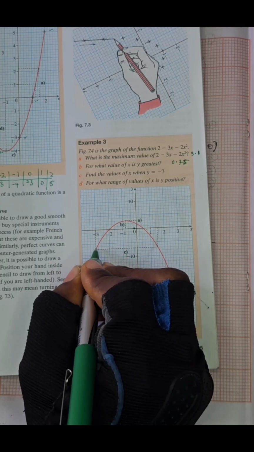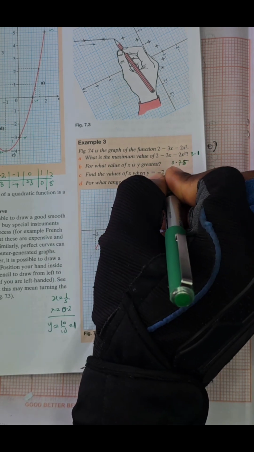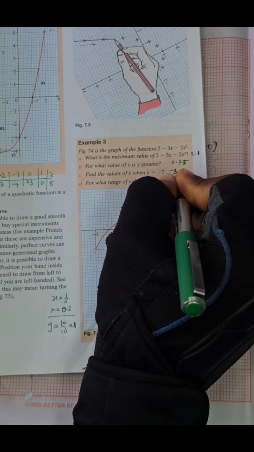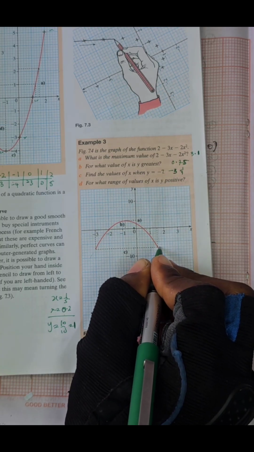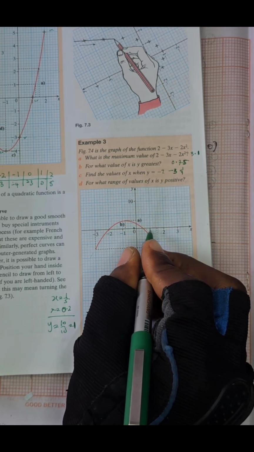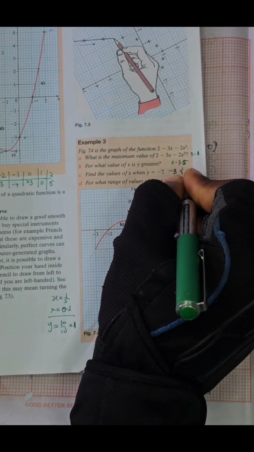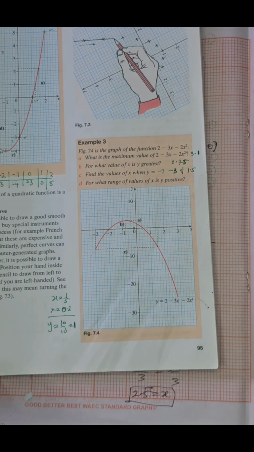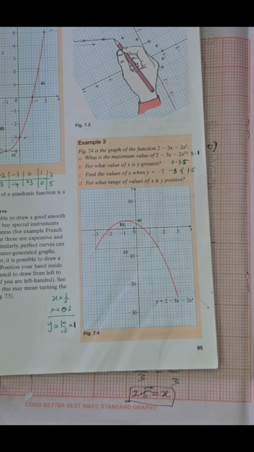See, it's meeting the line here and also meeting the line here. At this point, it's meeting the line exactly at -3. So -3, and at this other point, it's meeting the line at the center of 1 and 2, immediately the center. So that's plus 1.5. So these are the two values of x when y is -7.